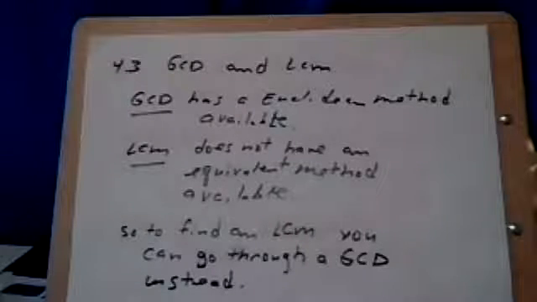So the GCD has a Euclidean method available, but the LCM doesn't. So if you're looking for an LCM of very big numbers, we would have to use the prime factorization, which could be a very, very long factor tree. So instead, we're going to use a formula where we could do the GCD instead, but find the LCM.